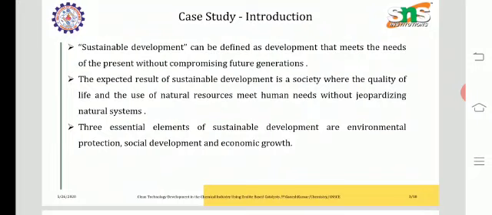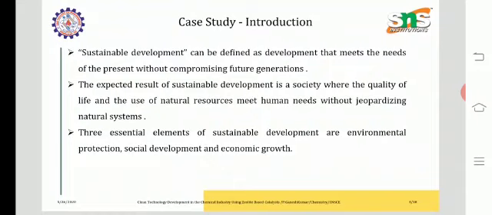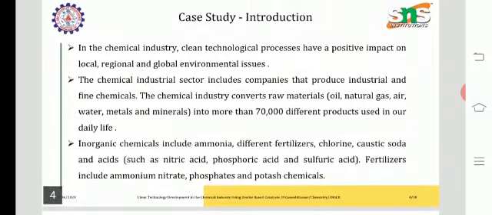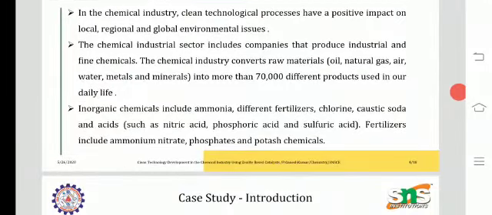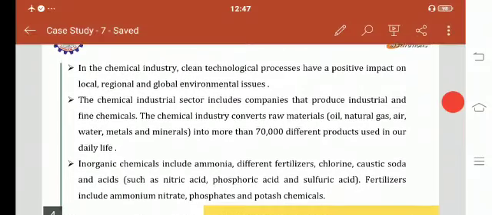The three essential pillars of sustainable development are environmental protection, social development, and economic growth. So, in the name of economic growth, we should not compromise by allowing environmental degradation, and social development should also be encouraged. So, in chemical industries, clean technology processes have a positive impact on local, regional, and global issues.